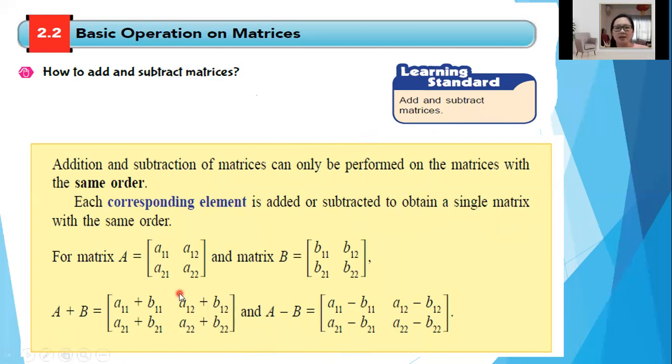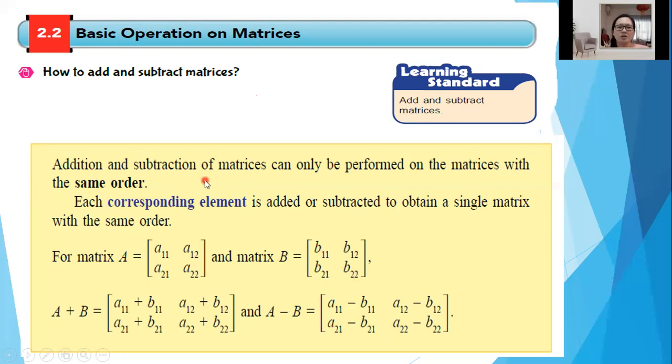For matrix A, remember, the small letter represents the element. The first number represents the row. The second number represents the column. So A11 means the element at the first row and first column. A12, A21, A22. Matrix B: B11, B12, B21, B22.